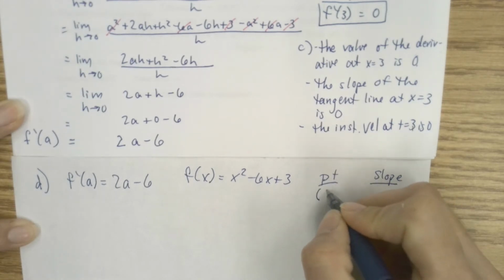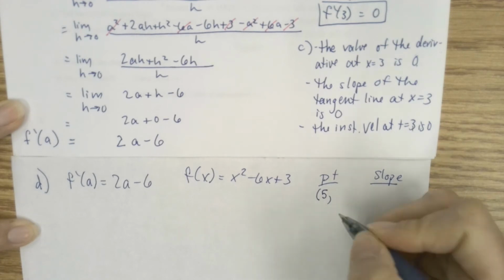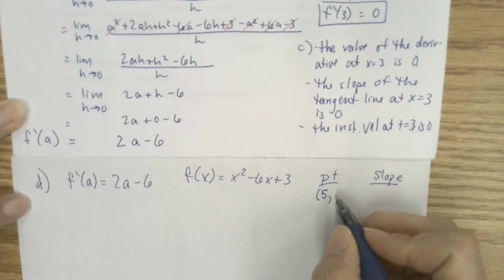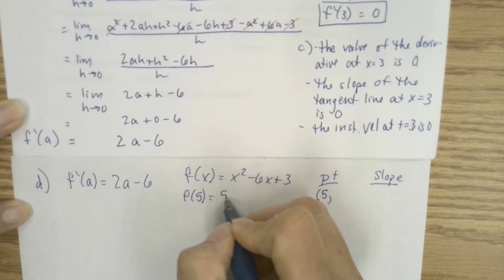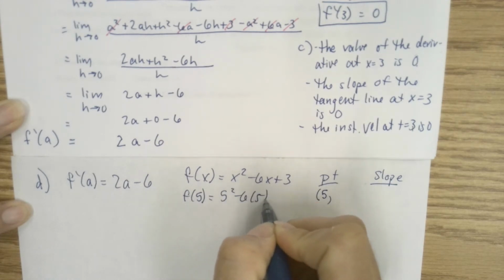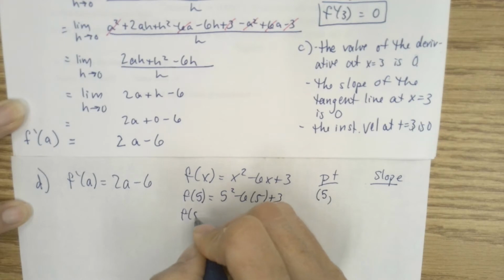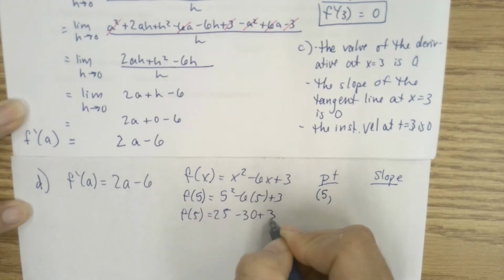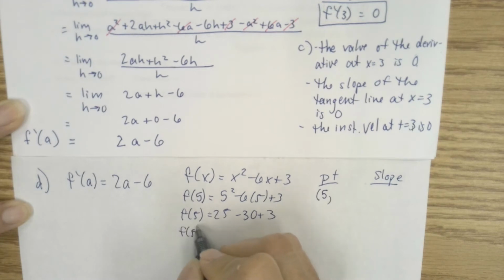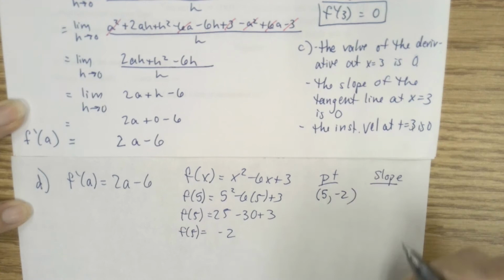So I know my x value is 5. I'm going to substitute 5 into my function. So I'm going to find f of 5. So that would be 25 minus 30 plus 3. So that would be negative 5 plus 3, which is negative 2.